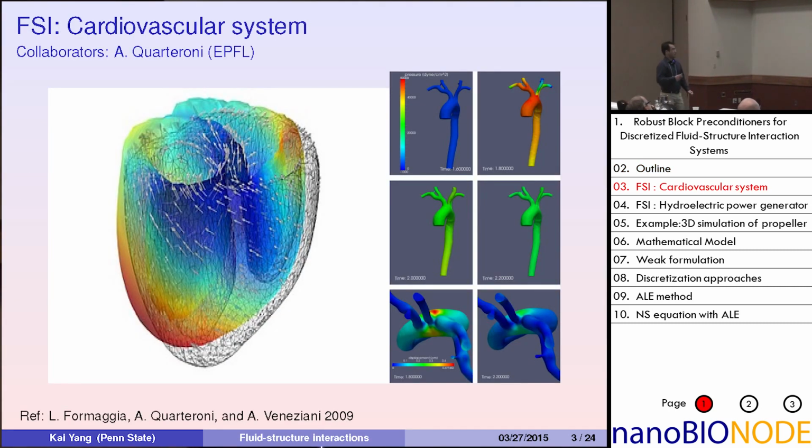So just some applications of FSI. First is in the cardiovascular system. It's the interaction of the blood with the heart wall and the blood vessel wall, so that we will have blood flow in our vein.